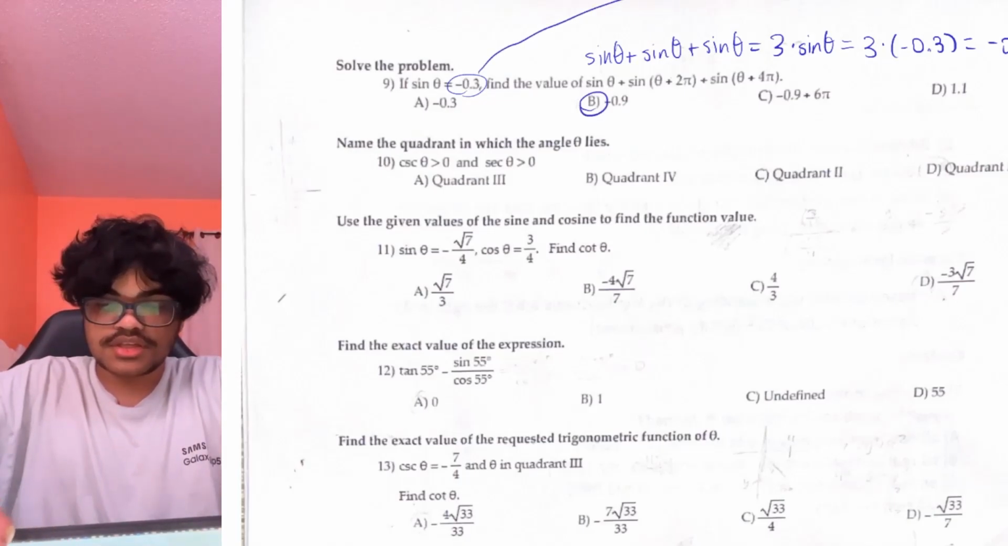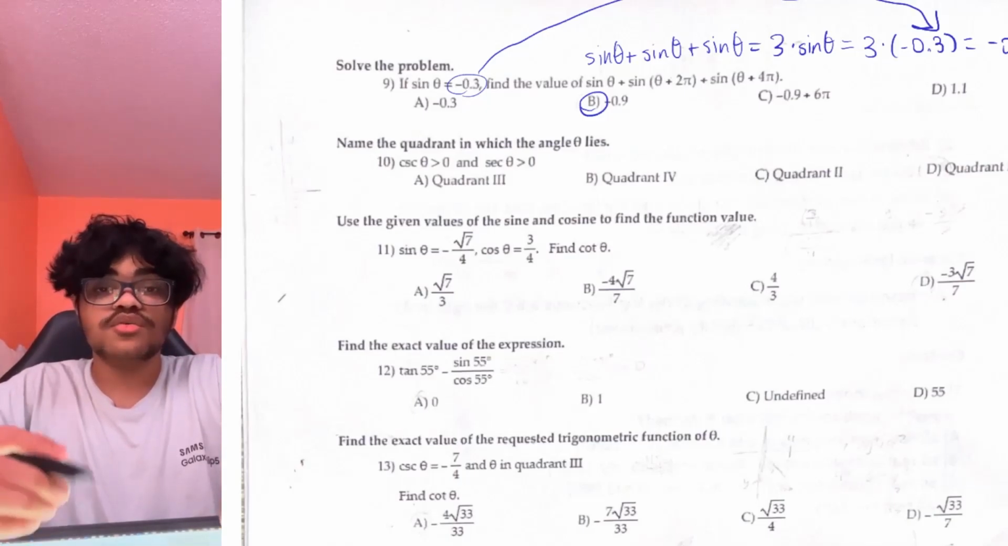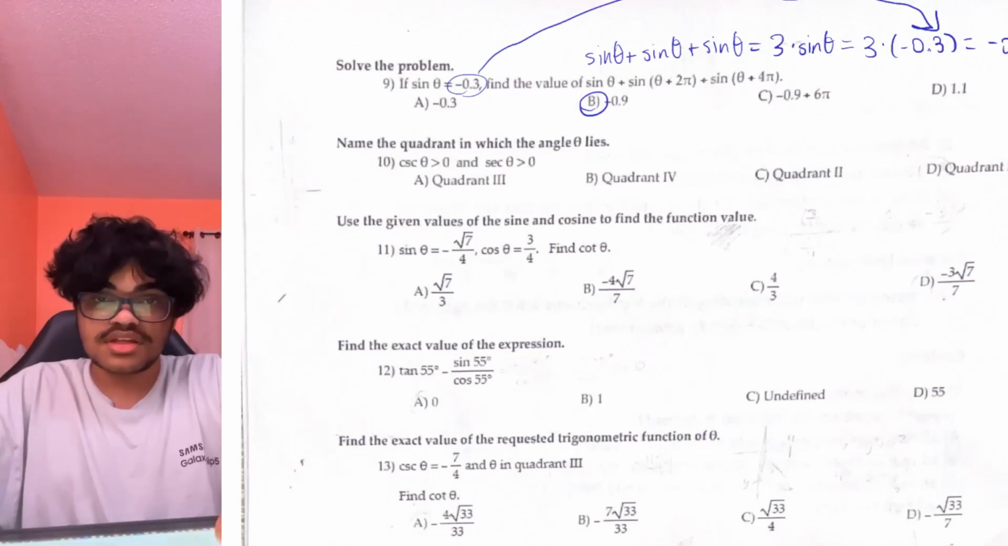So you see, we just replaced sine theta with -0.3, and we jumped from sine theta plus 2 pi and sine theta plus 4 pi to sine theta because it's periodic over 2 pi. So if you keep adding 2 pi, the answer will still stay the same as the original angle.